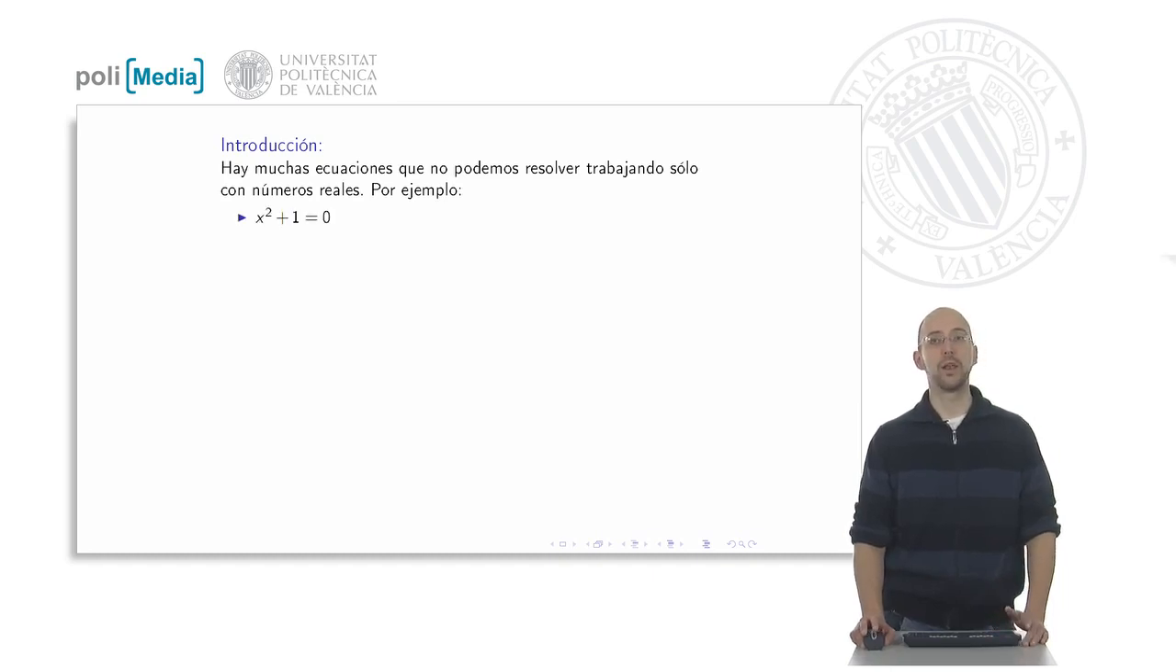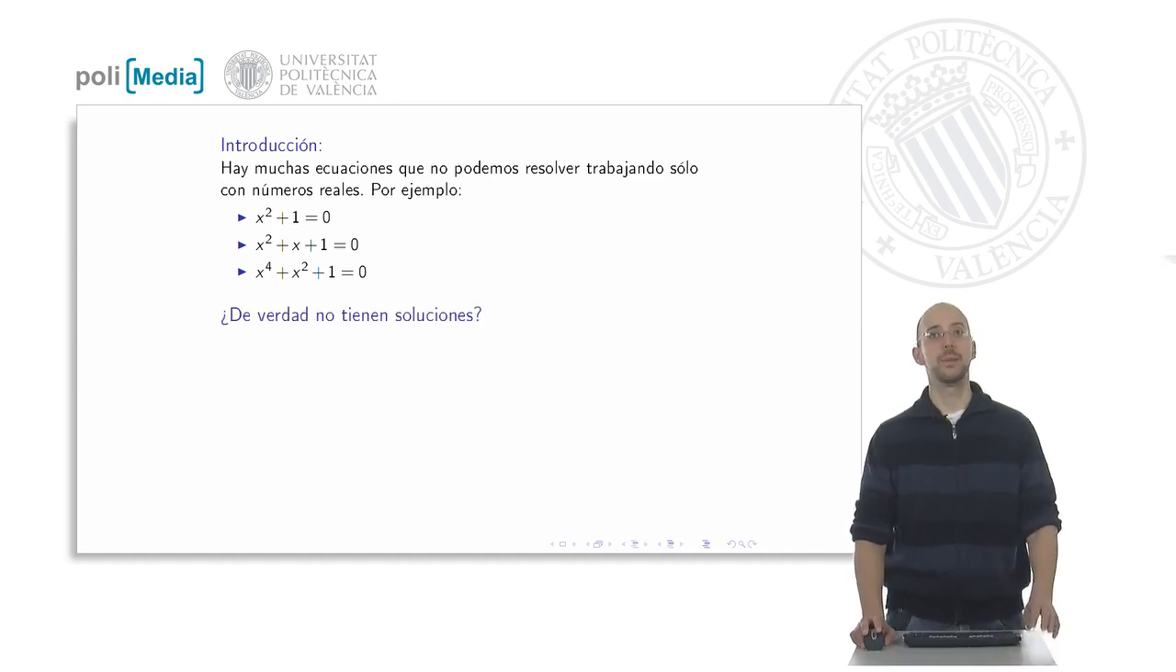X squared plus 1 equals 0 has no real solutions. We'll explain this concept in a bit. The equation x squared plus x plus 1 equals 0 also has no real solutions. For example, x to the fourth plus x squared plus 1 equals 0 also has no real solutions. Specifically, there are infinitely many equations that have no real solutions. The question is, do they really have no solutions? Can't we do anything with these types of equations?